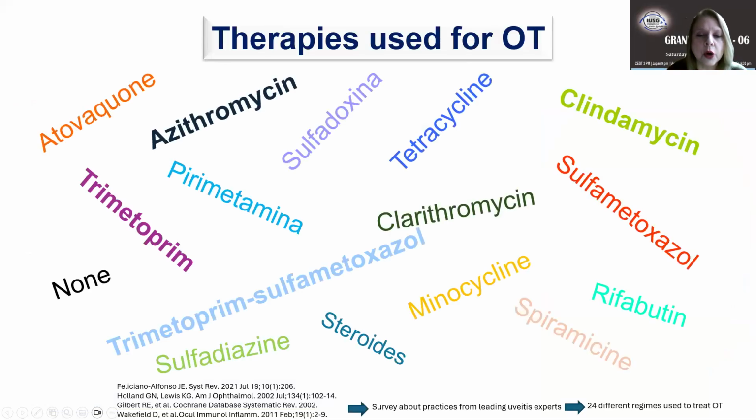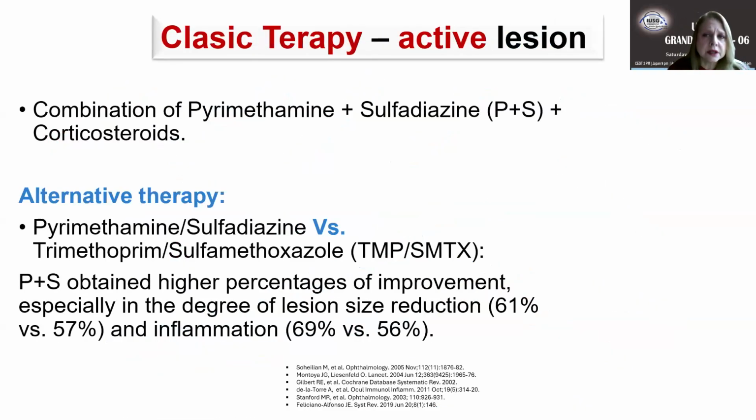Regarding therapies used for ocular toxoplasmosis, all these therapies have been used for treating ocular toxoplasmosis, alone or in combination. In a survey about practices of leading uveitis experts, 24 different regimens were registered to treat ocular toxoplasmosis. Regarding classic therapy for active lesions, it is a combination of pyrimethamine, sulfadiazine, and corticosteroids. The most common alternative therapy is trimethoprim-sulfamethoxazole.